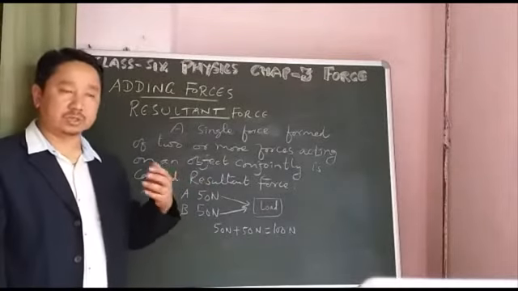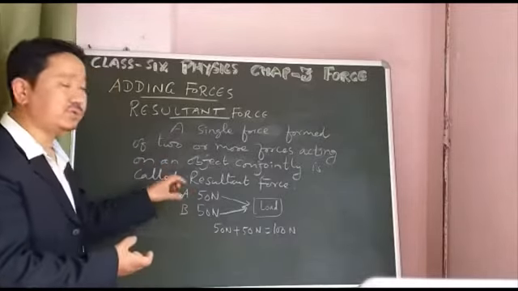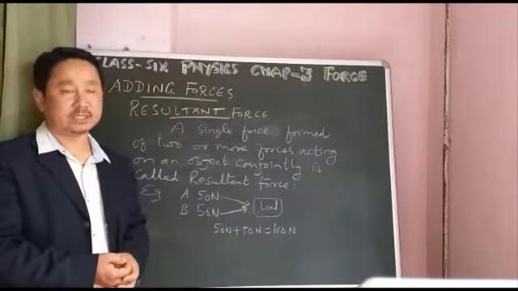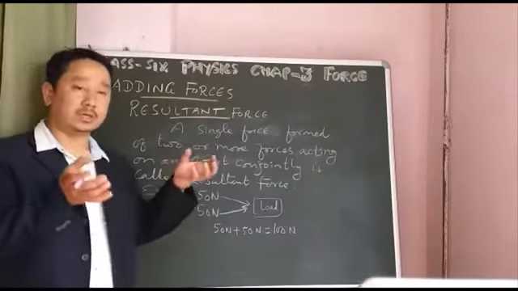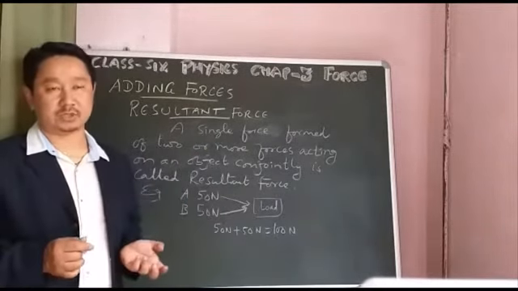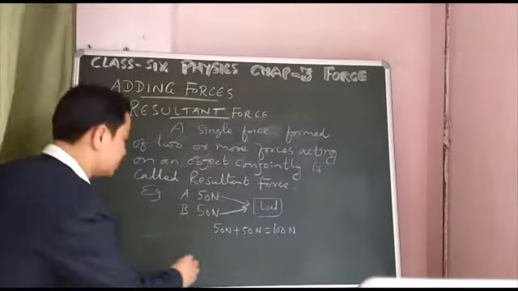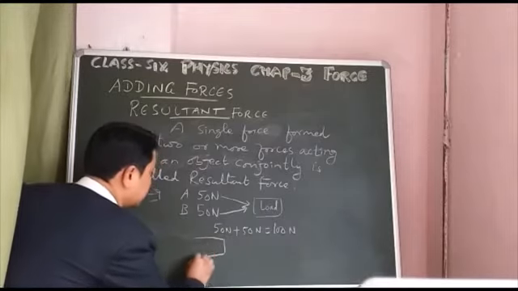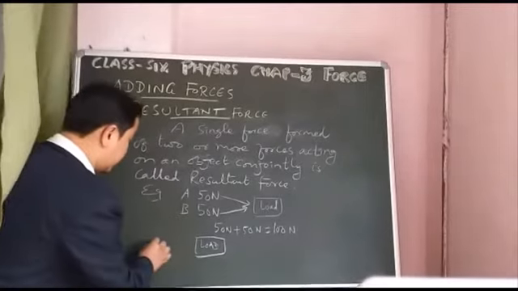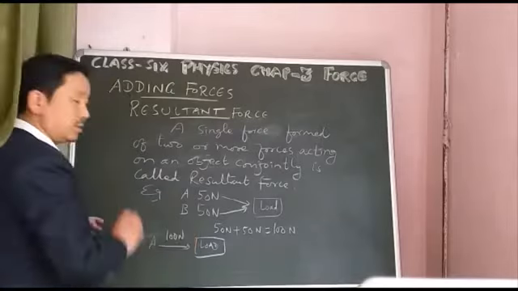But another case also may be there sometimes. The forces on an object may not be in the same direction. Sometimes those forces may act on an object in different directions, or in the opposite direction also. So in that case, what will be the resultant force? Let us see now. Suppose this is the object, this load. A applies from this direction, suppose 100 Newton.